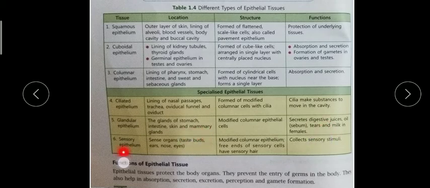Now next, the last one, we have the sensory epithelium. It is present in the sense organs, all the 5 sense organs have this. It collects the sensory stimuli and transmits them to the brain, then the brain interprets and gives the orders.